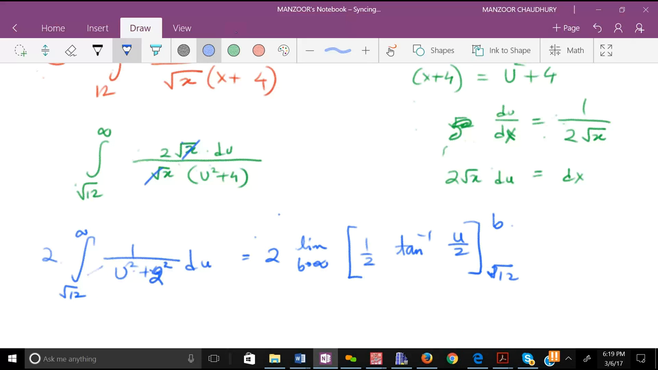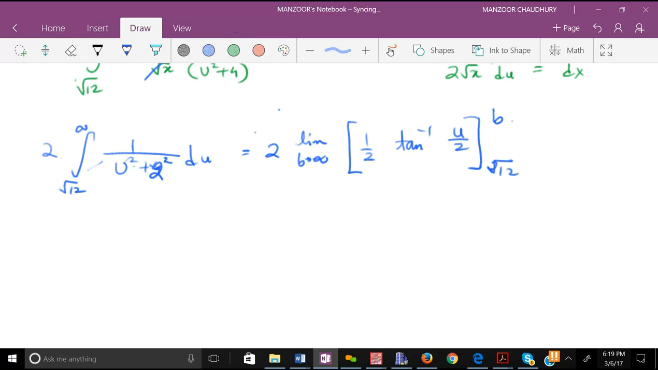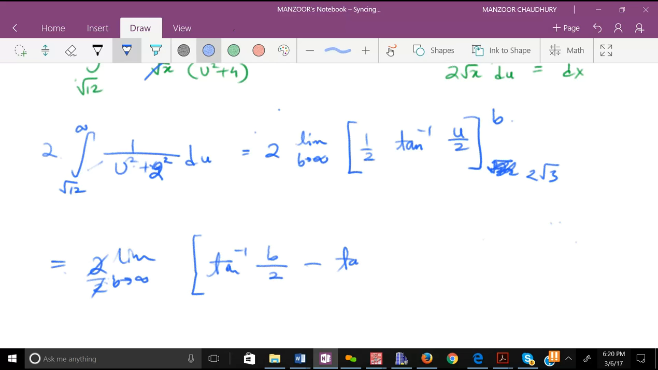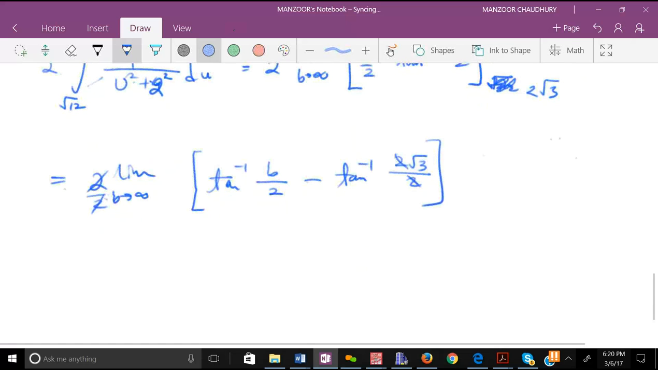So at this point, what do I do? I'll have to put this back in there. What is square root of 12? Square root of 12 is actually 2 root 3, so I'll leave it like that. Now I'm going to put it back in there. Limit as b goes to infinity, and I'm going to take the 1/2 out too. That cancels out. So I'll just have tan negative 1 of b over 2, minus tan negative 1 of 2 root 3 over 2, and the 2 and 2 cancel. I already know the right part is tan negative 1 of root 3, which happens at 60 degrees, pi over 3. So that part is done.